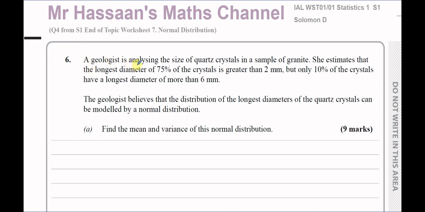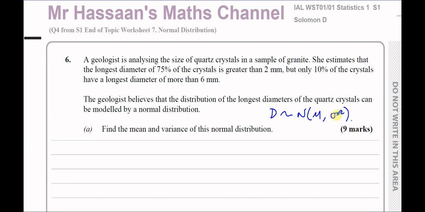It says a geologist is analyzing the size of quartz crystals in a sample of granite. She estimates that the longest diameter of 75% of the crystals is greater than 2 millimeters, but only 10% of the crystals have a longest diameter of more than 6 millimeters. The geologist believes that the distribution of the longest diameters can be modeled by a normal distribution. So you can say the diameter is normally distributed with a mean, which we have to find, which we will call mu, and a variance, which we have to find, which is called sigma squared.